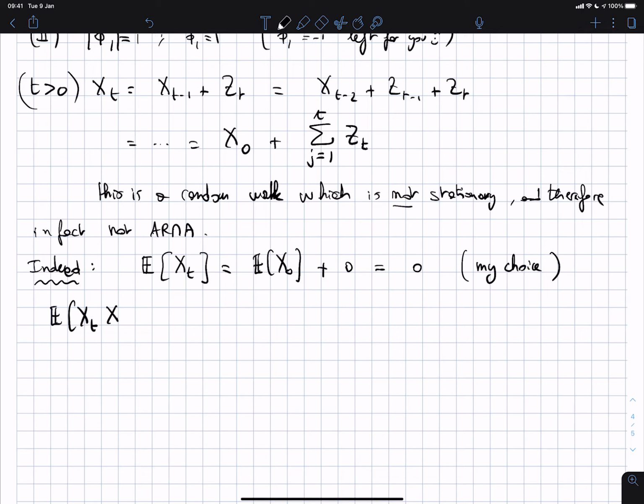And then with this in hand, the expectation of xt. Professor? Yes? Plus sum of z t minus j, no? Sorry, you're right. Sum of z j. Thank you. Yeah, I had written z j. Of course, you're right. Otherwise this made no sense. So we're summing all the increments up to order t.